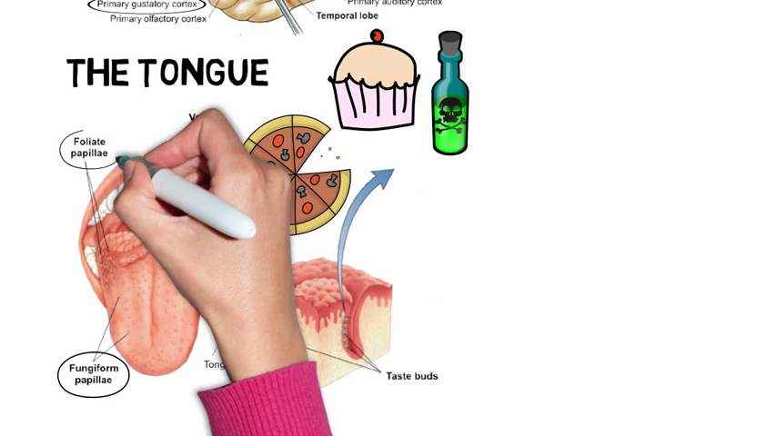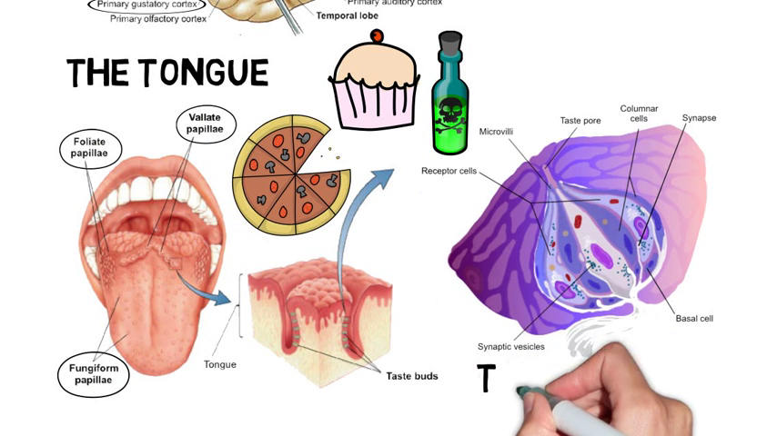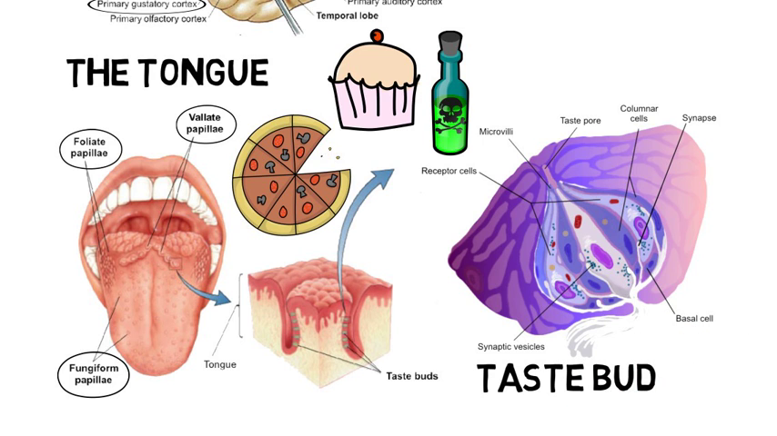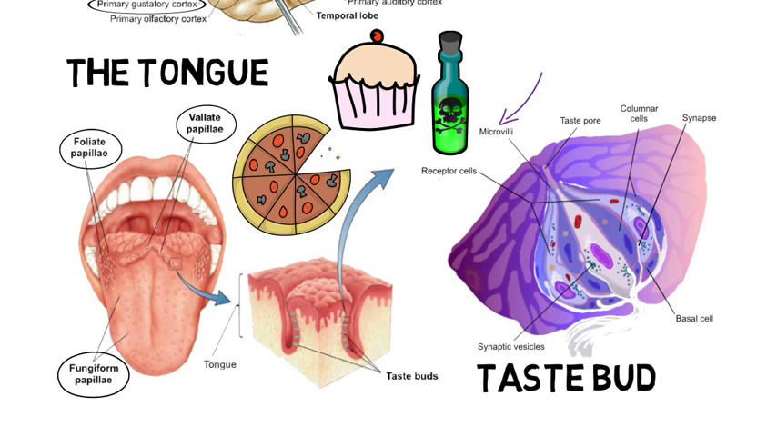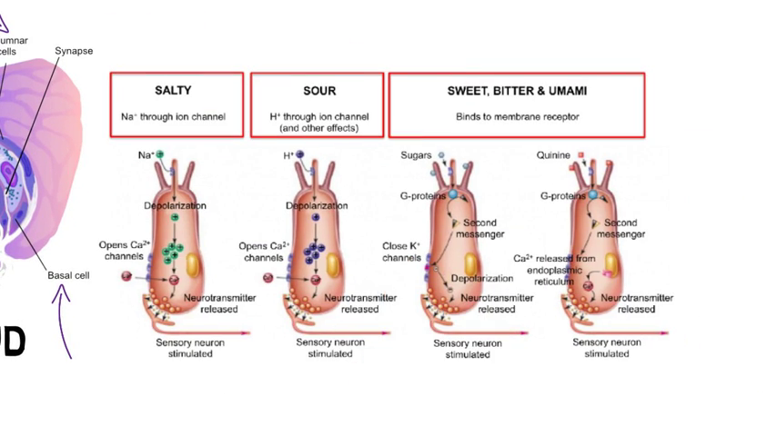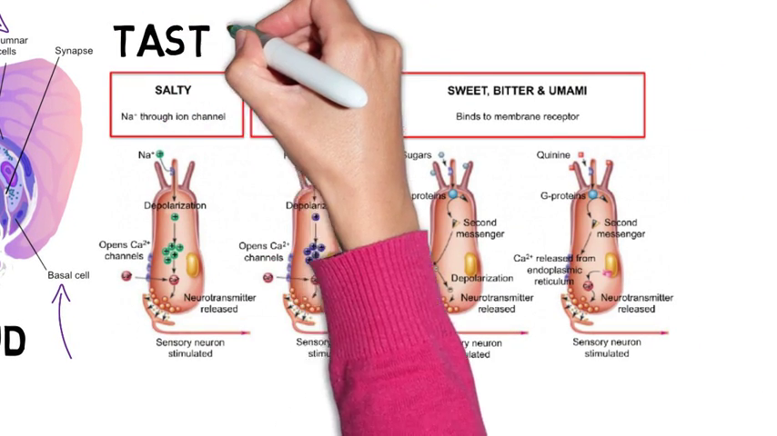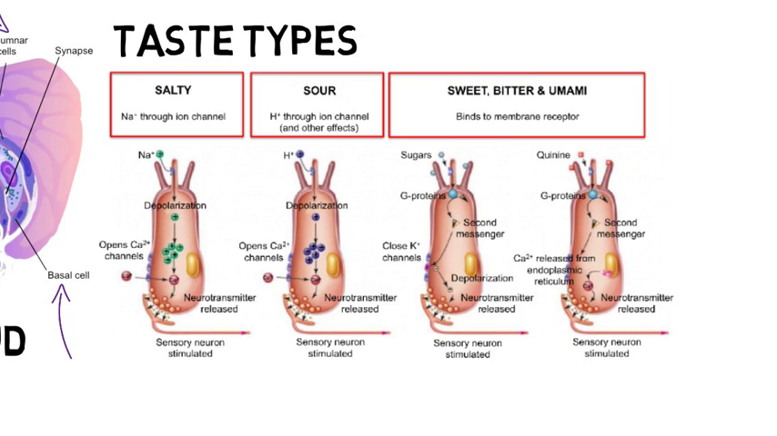The tongue has fungiform, foliate, and vallate papillae, which contain the taste buds. The taste pore contains the microvilli of the receptor cells, and the taste bud contains the receptor cells as well as the supporting columnar cells and basal cells. There are 5 types of taste: salty, sour, sweet, bitter, and umami. Transduction of these signals occurs differently in the taste buds.